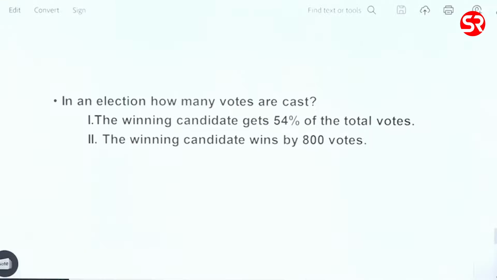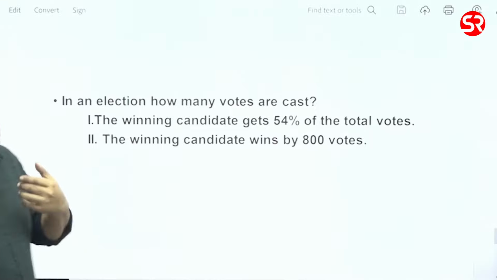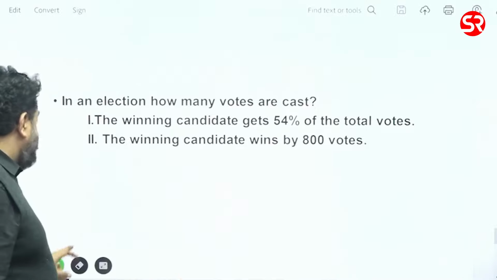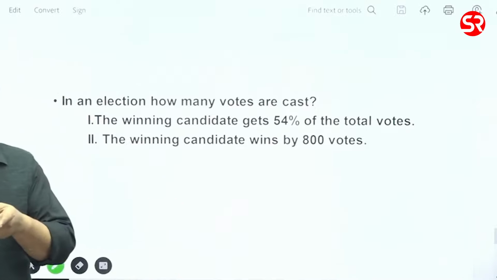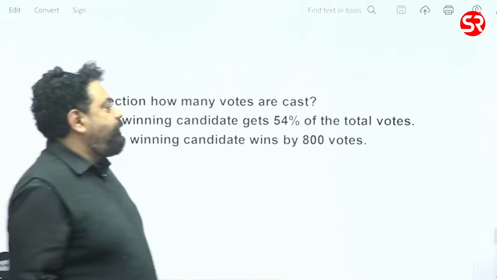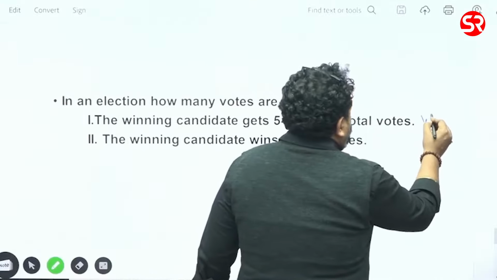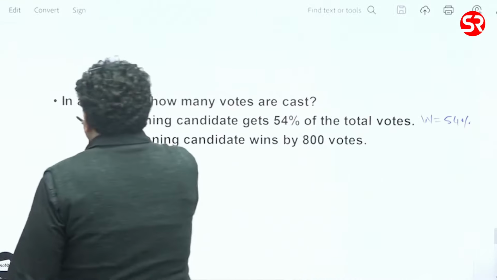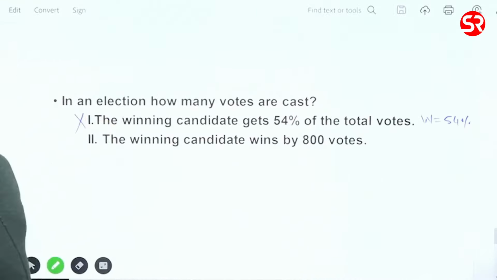So statement one, again, I am asking you to go by my logic. My way of solving is what? I am not looking at a question and saying, yes, this is the answer. Wrong. Statement one, he says in an election, how many votes are cast? The winner got 54% of the votes. Winner got 54% of the votes. It won't give me the answer how many votes are cast. So I say wrong. The first statement is not giving me the answer.